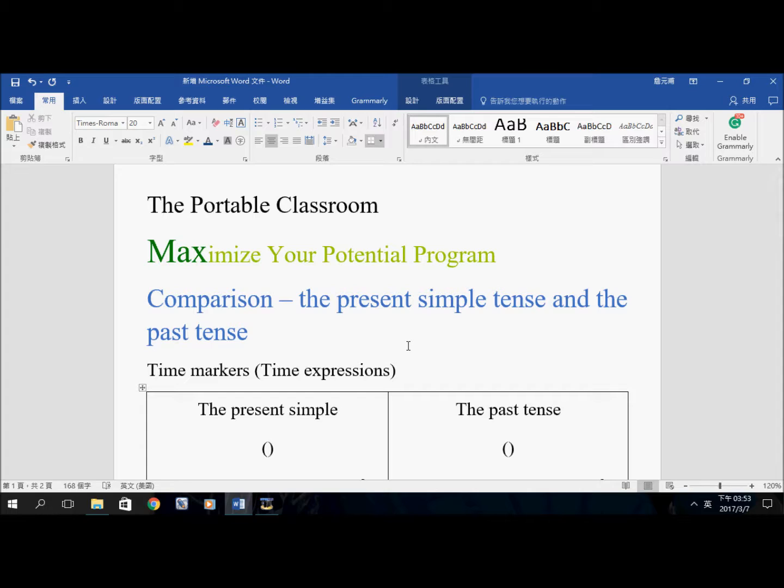Maximize your potential program. This is a comparison video of the present simple tense and the past tense. In this video, we are going to compare the present simple tense and the past tense both grammatically, talking about their time markers and forms of verbs, and semantically, how and when to use them. So without further ado, let's begin.